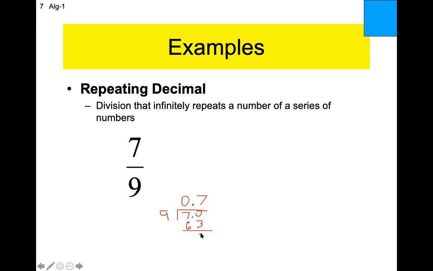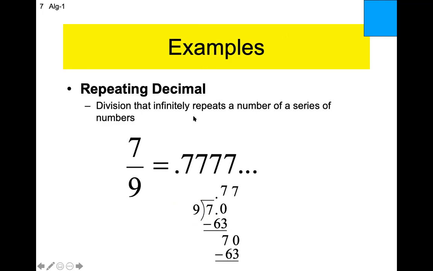Oh, and look, we get a 7 remainder, so we're getting a 70 again. So you can tell that we're just going to get 0.777777. So final answer, oh, I actually did this one. 0.7 repeating. How many times do you need to do the division before you see that it's repeating? Well, enough until you can determine definitively that it is repeating.